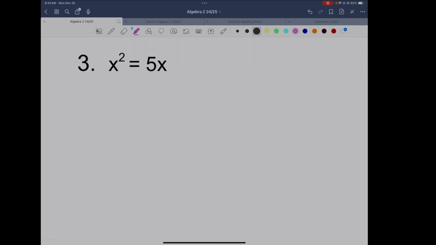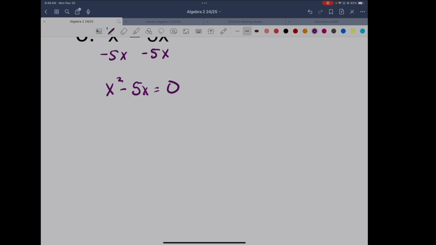Okay, let's look at this one. So we got x squared equals 5x. So I've got an a and a b value, don't have a c value. Still going to set it equal to 0. First step needs to be to set it equal to 0. So I'm going to subtract 5x's from both sides. X squared minus 5x then equals 0.